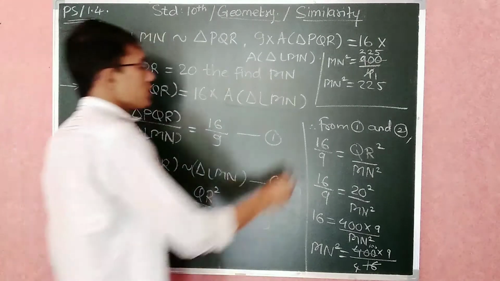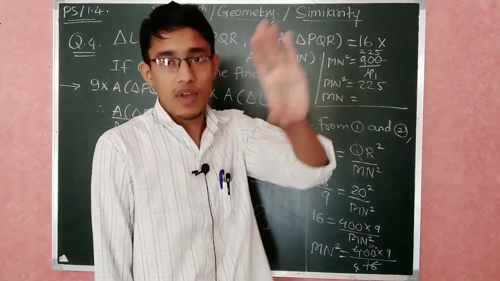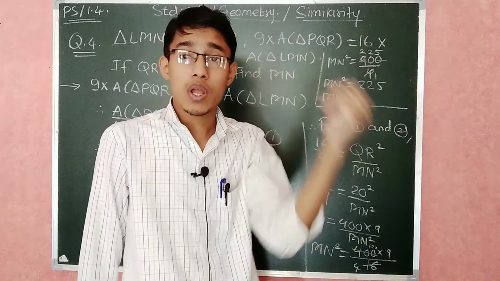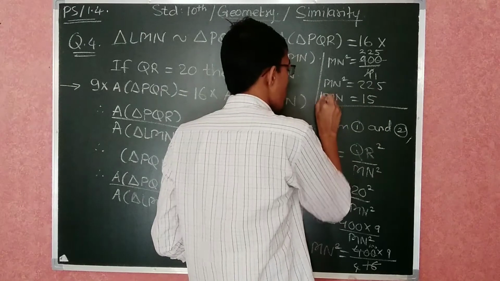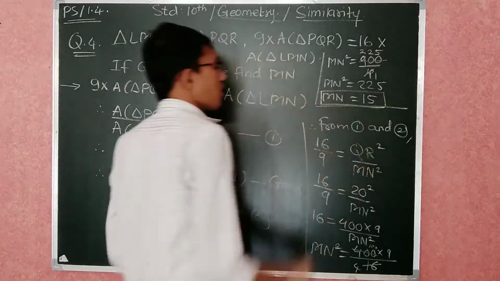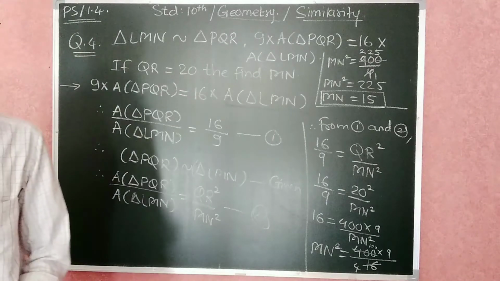MN is going to be under root of 225. What is the square root of 225? It is 15. So we got MN is equal to 15, and this is the required answer. So in this way we have solved question number 4.